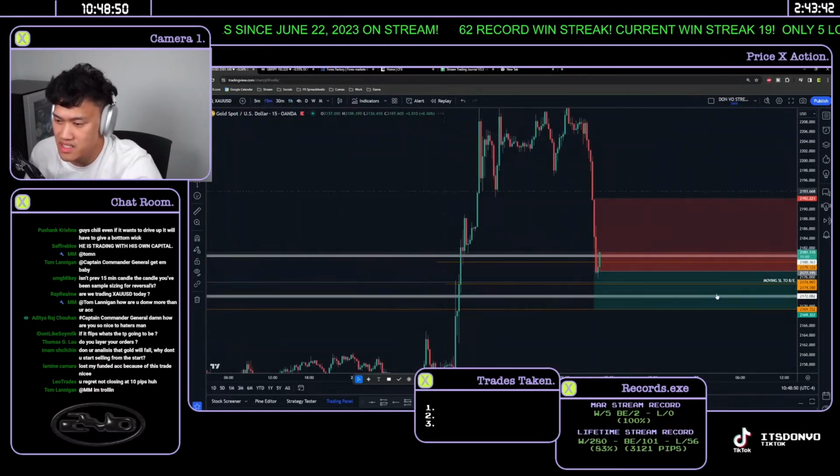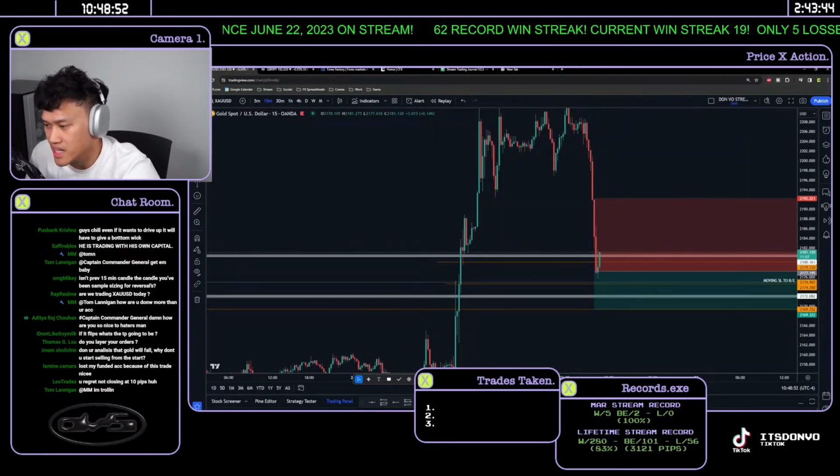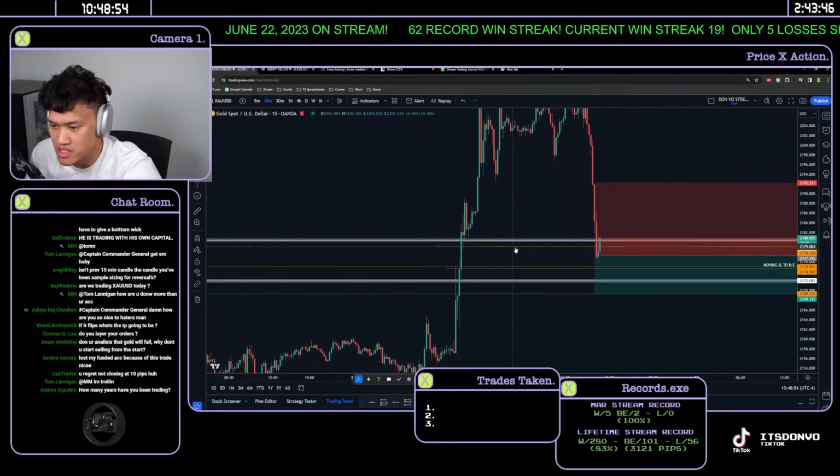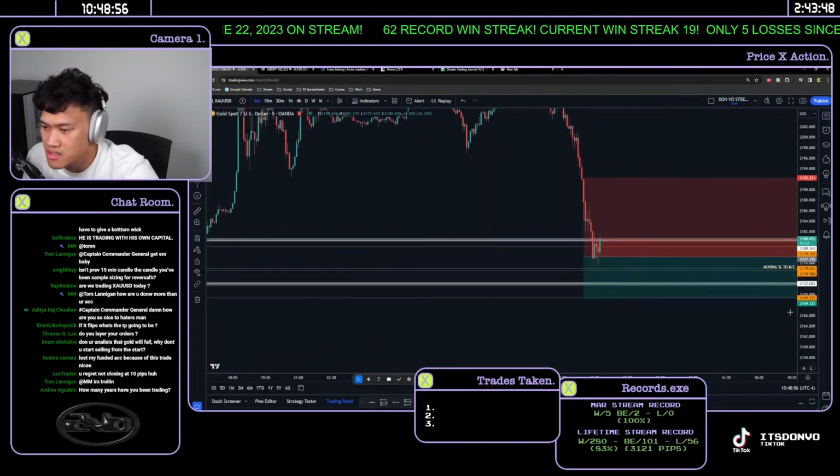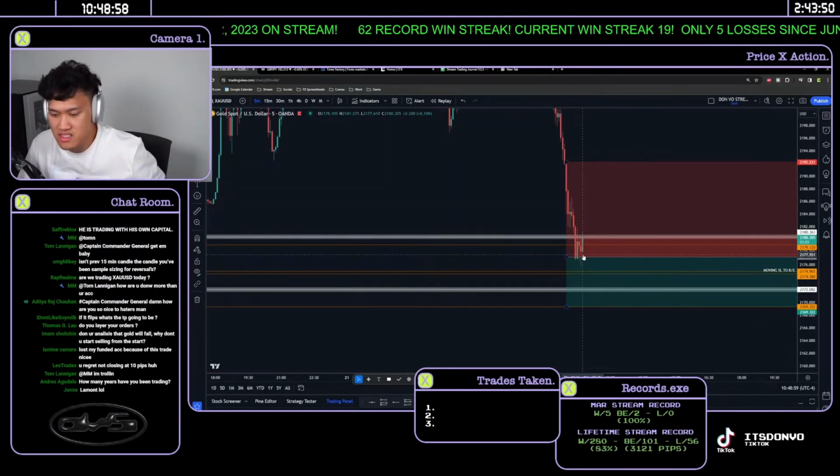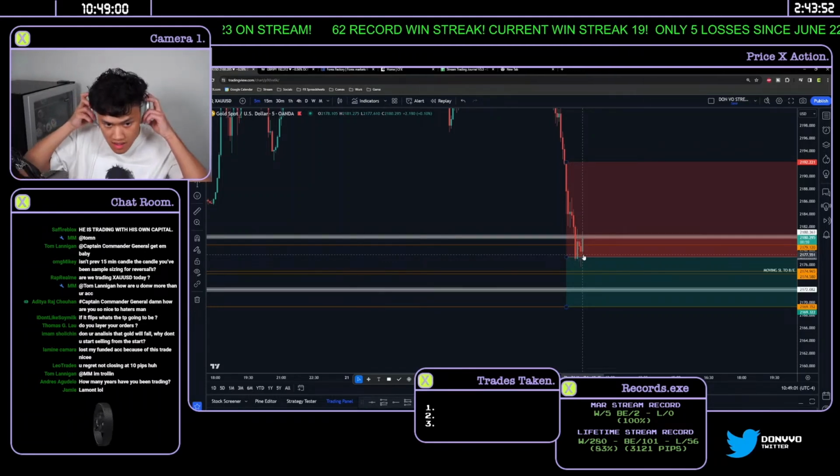But let's see what this 15 does here, because this 15 is creating a top wick. Any given point can still flip and continue to push down. It's still respecting that zone there. I'll be back in like 2 seconds here, chat, right? Need to watch it real quick.